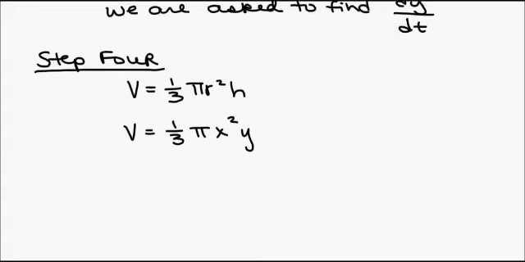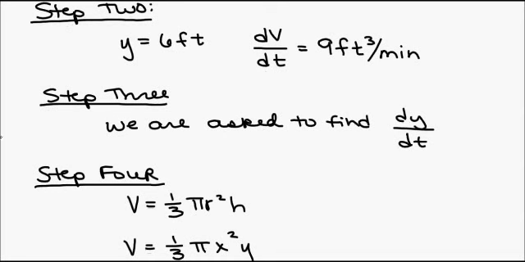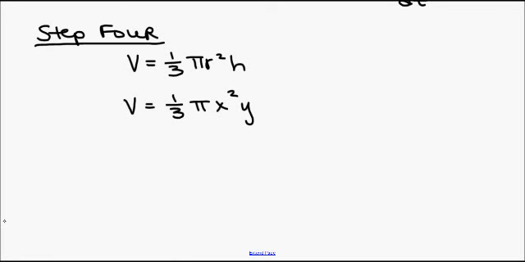Now I'm going to compare what I have in 2 and 3 to what I have in 4. Step 2 is the information I'm given. I'm given a y and I'm given dV/dt. So I have something about V and something about y. I'm asked to find dy/dt. Notice that 2 and 3 do not mention anything about an x. So we are given no information about x, and we need to eliminate x. We don't have anything about dx/dt.